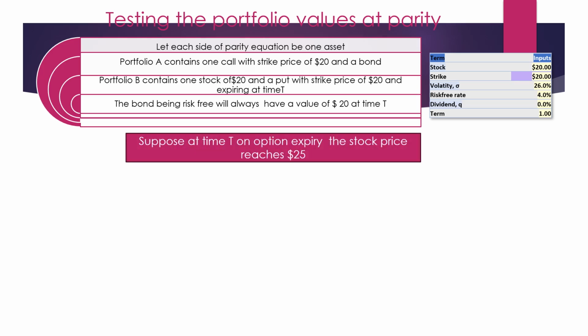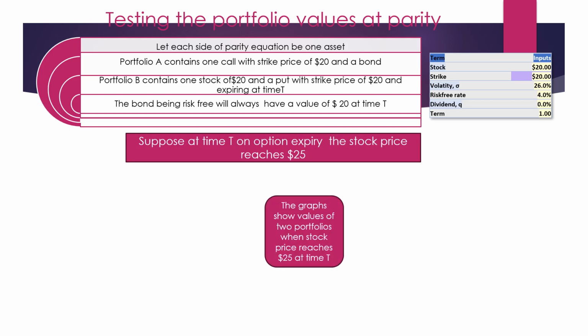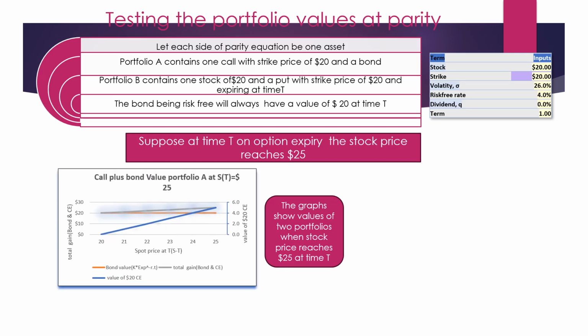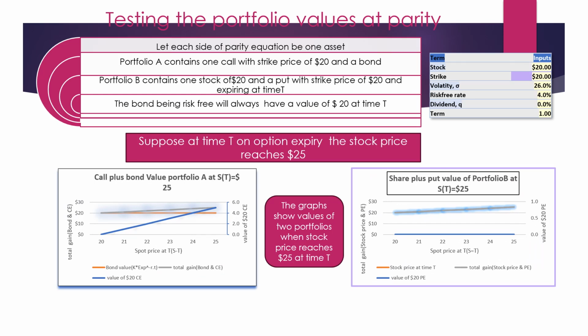Suppose at time T the stock price reached $25. Now the graphs show values of two portfolios when the stock price reaches $25 at time T. Now you can see in the first graph, which is the call plus the bond value, the bond being risk-free reaches a value of $20, and the call being exercised at 20 and the stock price is 25, so the call has a value of 5, so both the components add up to $25.